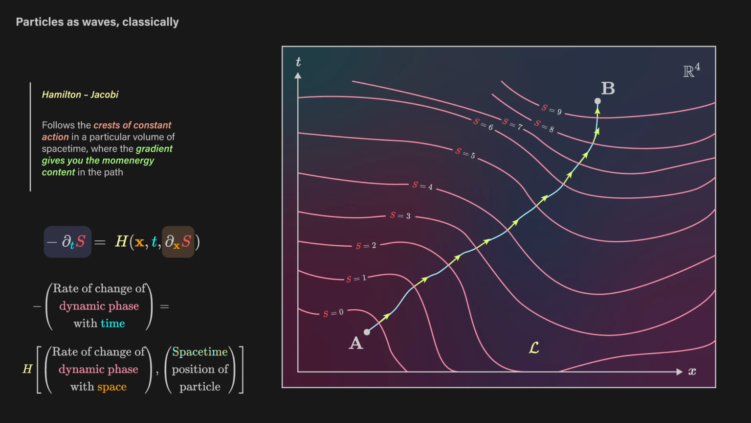So if you have a particular volume of space-time and you have these crests of constant action, what you can do is this: by following all the paths that are perpendicular, all the vectors that are perpendicular to each one of these crests, you get the actual path of the particle. So you can imagine that the particle is somehow dragged along these crests of action as time progresses forward, and that gives you the evolution of the physical system at hand.